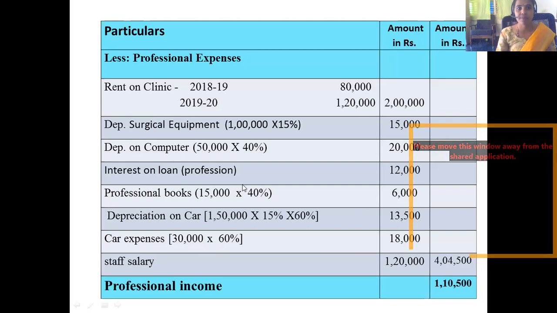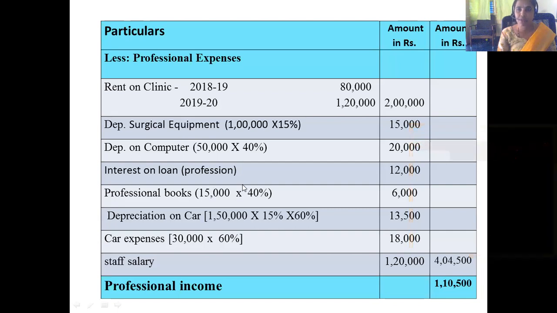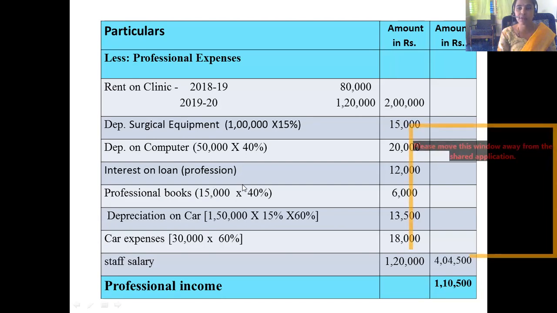Sale of medicines is a regular professional receipt. Then as professional expenses, rent of the clinic, surgical equipments are depreciated at 15%. Computers are depreciated at 40%. Interest on loan is for profession. So that is taken. Professional books, the rate of depreciation given under the Income Tax Act is 40%. Depreciation on the car is 15% and 60% is related to the profession. Car expenses are there. 30,000 into 60% is what is related to profession.